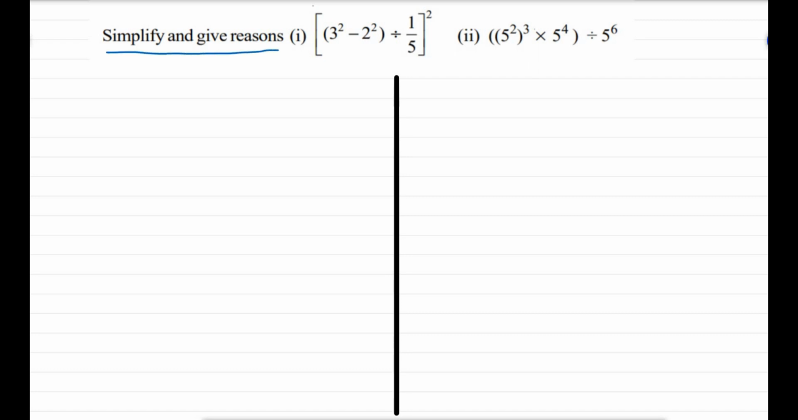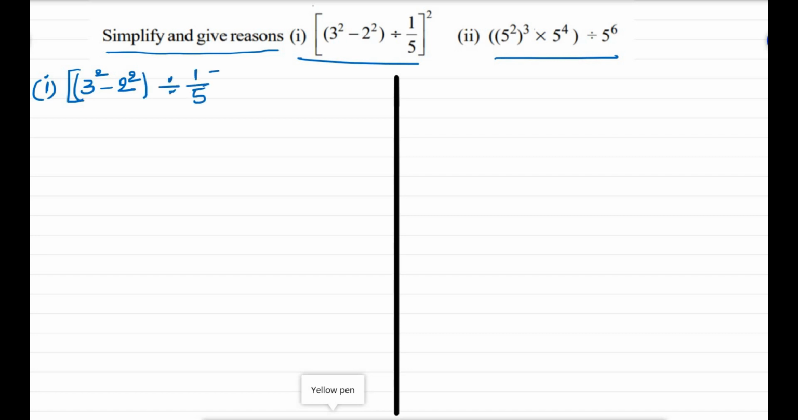Simplify and give reasons. The first and second, I am going to solve both. So let us take the first problem. What is given is the bracket of 3 to the power of 2 minus 2 to the power of 2, put in brackets, divided by 1 by 5 whole power 2.